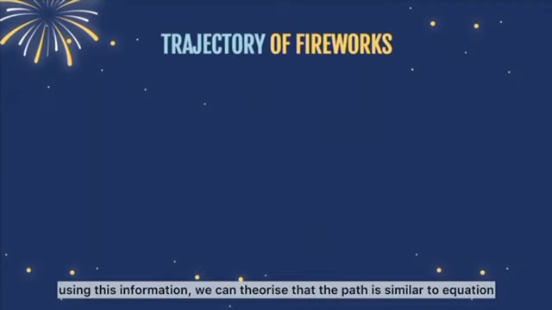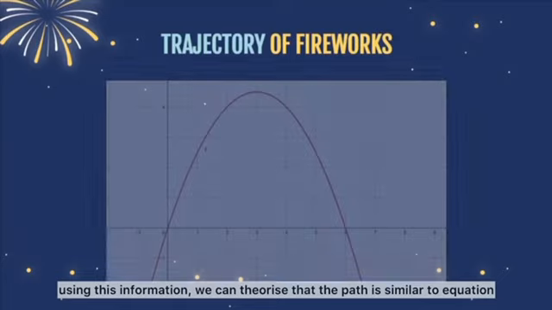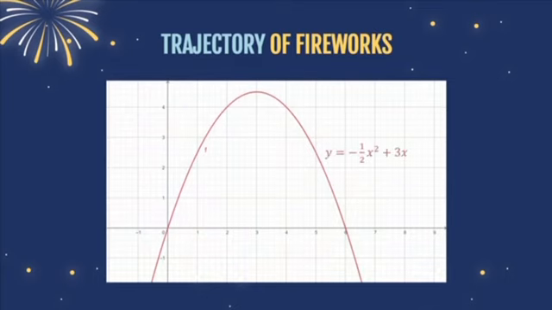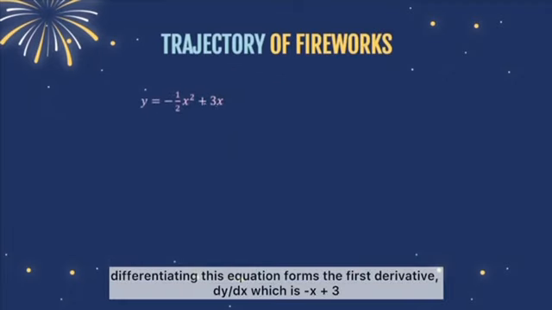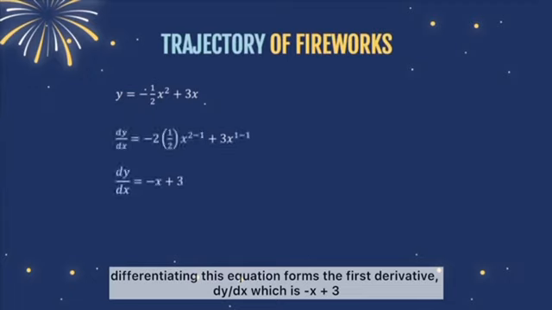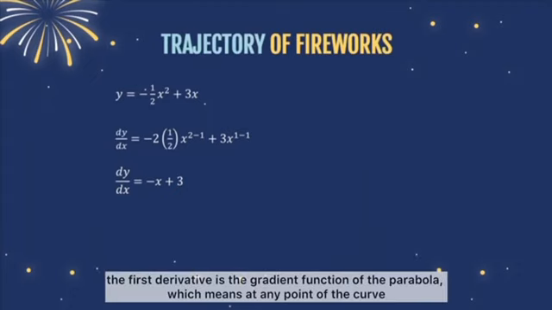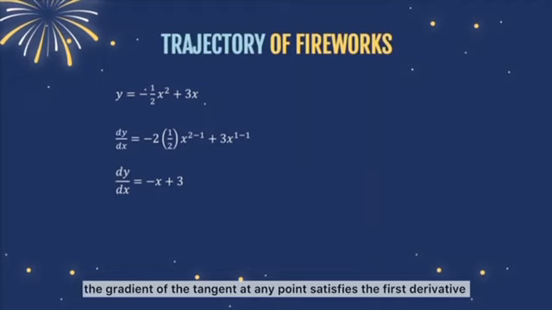Using this information, we can theorize that the path is similar to the equation y is equal to negative 1 over 2 x squared plus 3x. Differentiating this equation forms the first derivative, dy over dx, which is negative x plus 3. The first derivative is the gradient function of the parabola, which means at any point on the curve, the gradient of the tangent at any point satisfies the first derivative.